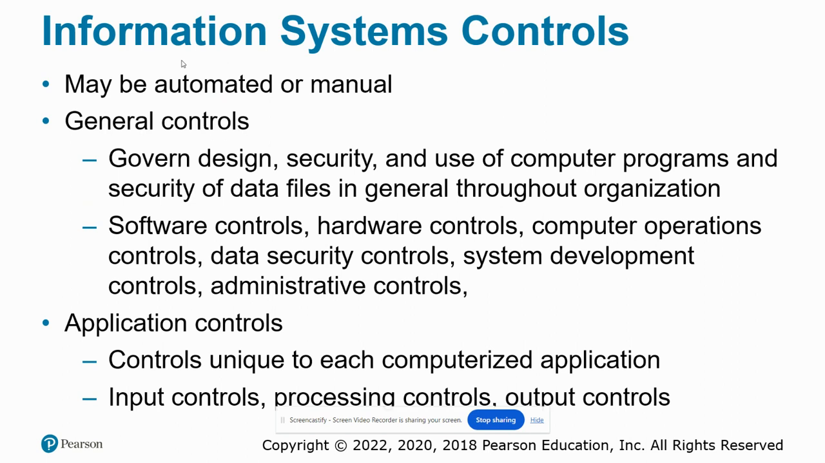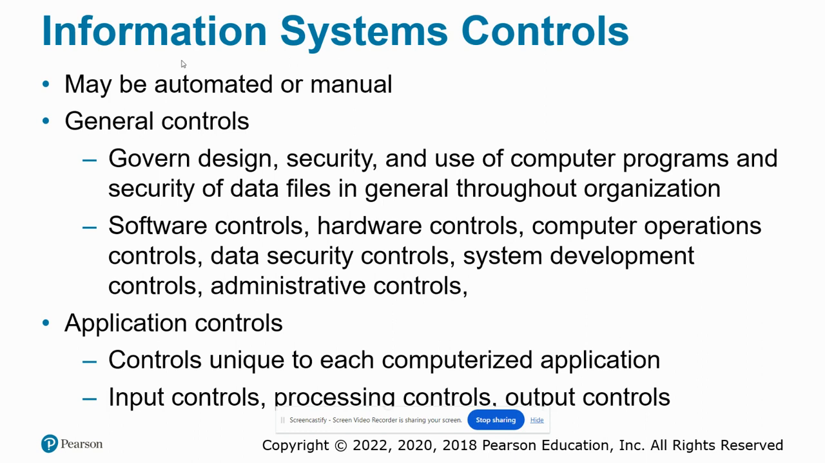Remember that controls are methods, policies, and organizational procedures that ensure safety of an organization's assets, accuracy and reliability of its accounting records, and operational adherence to management standards. Controls could be manual or automated. Can you explain the difference between manual and automated controls?